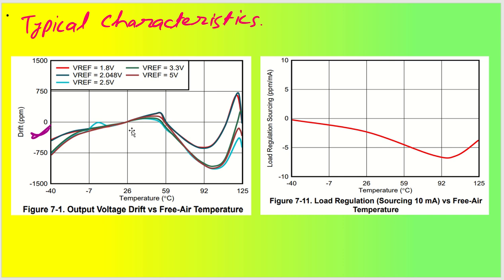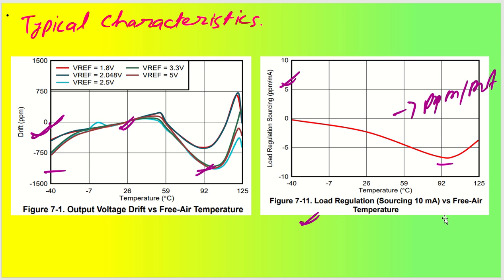You can see at around 25 degrees centigrade there is almost zero drift, but as my temperature increases, my drift is increasing, which is going to be almost minus 1000 ppm. Okay, coming back to the load regulation. So load regulation is almost minus 7, not 7%, it is ppm per milliampere. So minus 7 ppm per milliampere.